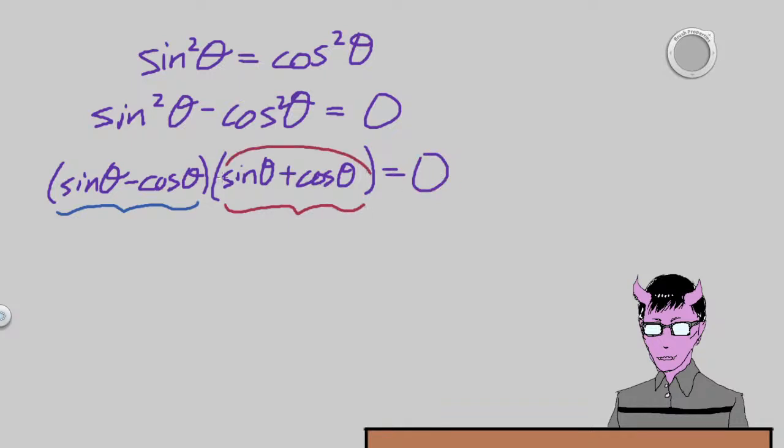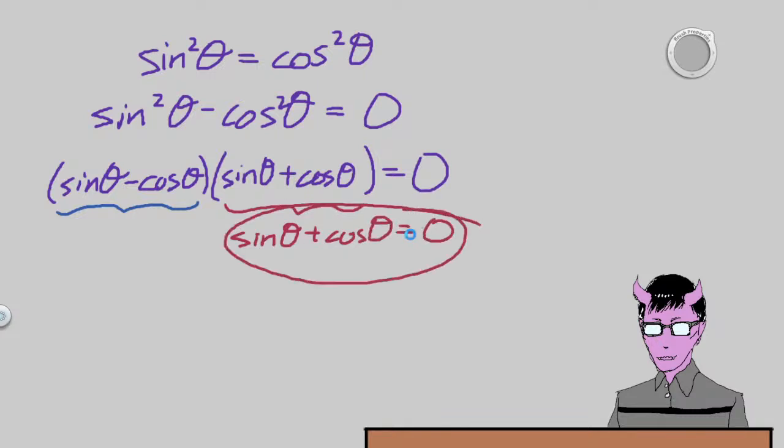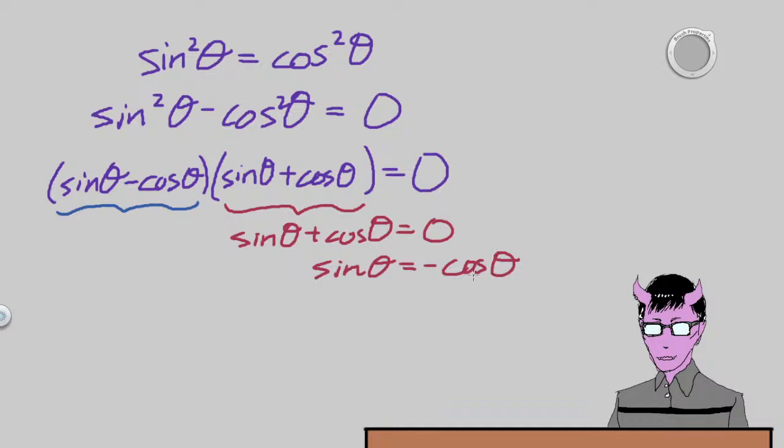So we have two scenarios. So let's set each of these factors into 0 and solve thusly. So red factor first, so sine of theta plus cosine of theta is equal to 0. That's kind of wacky, unfortunately, but here's the property you're going to need. But first we're going to subtract cosine theta from both sides, thus yielding sine theta is equal to negative cosine theta. And then here's the other step. Divide both sides by cosine of theta.